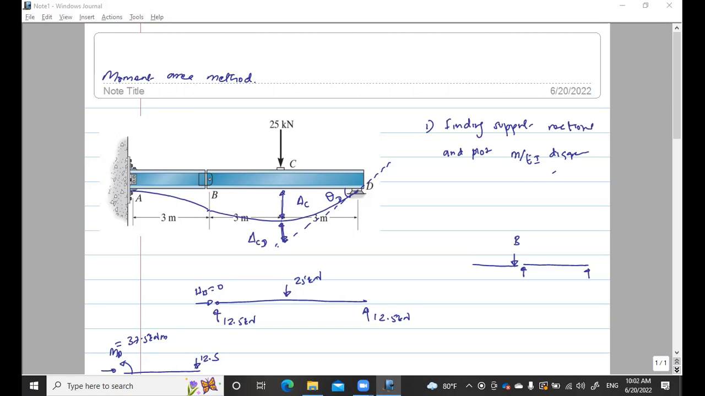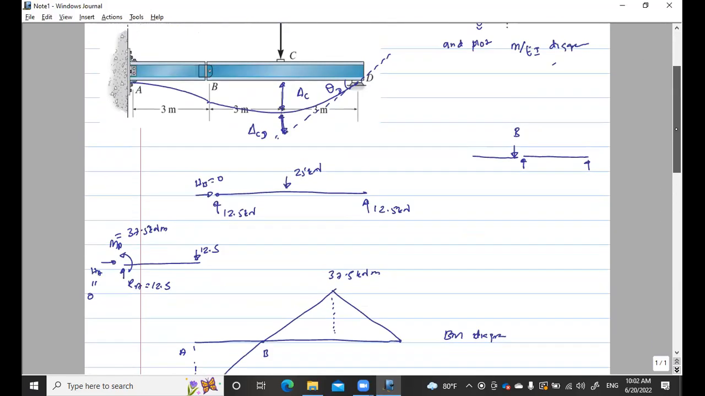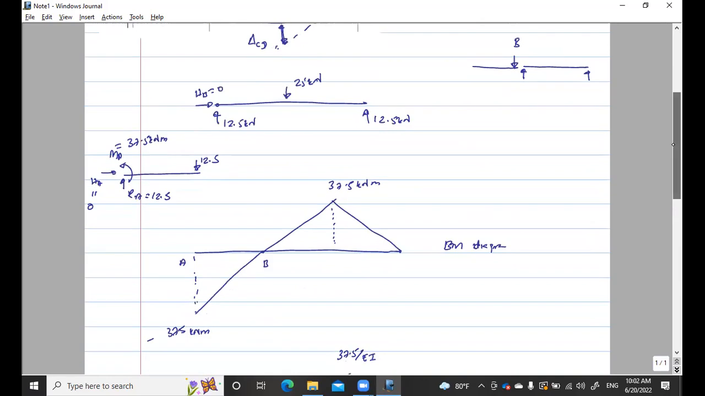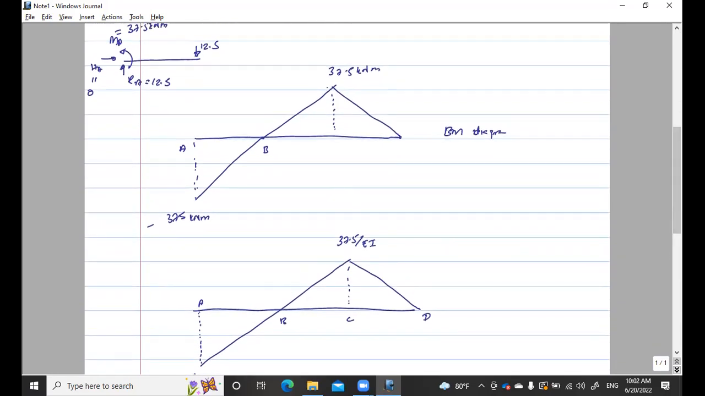Anyway, let us find the delta CD. Can you find delta CD? Tangential deviation at C to tangent D. That means we take the moment area curve between C and D and take a moment from C. Can you find it? The area is defined by this M over EI diagram between C and D.